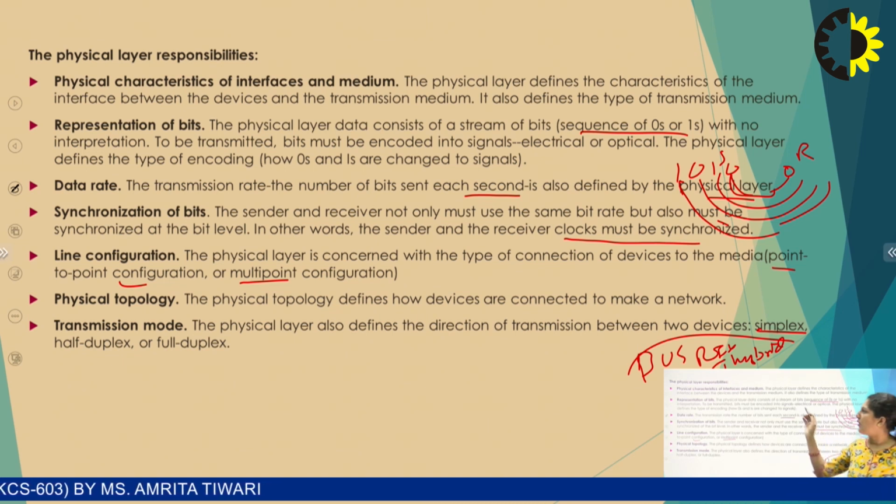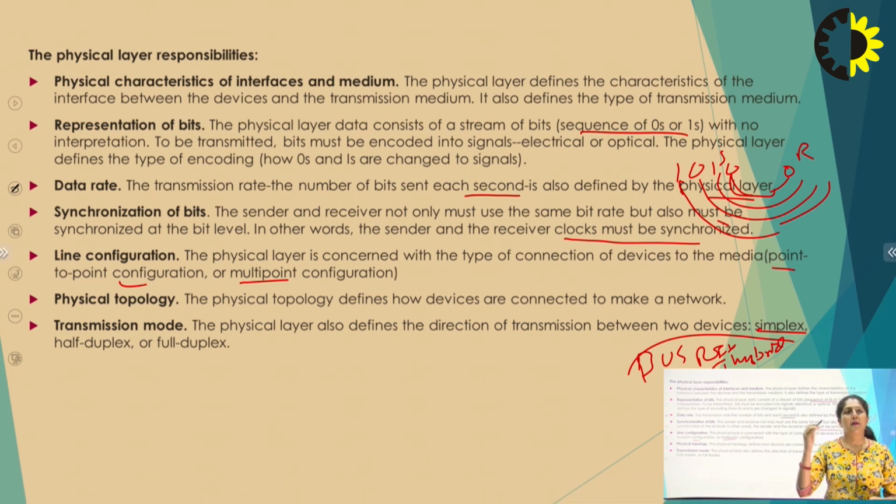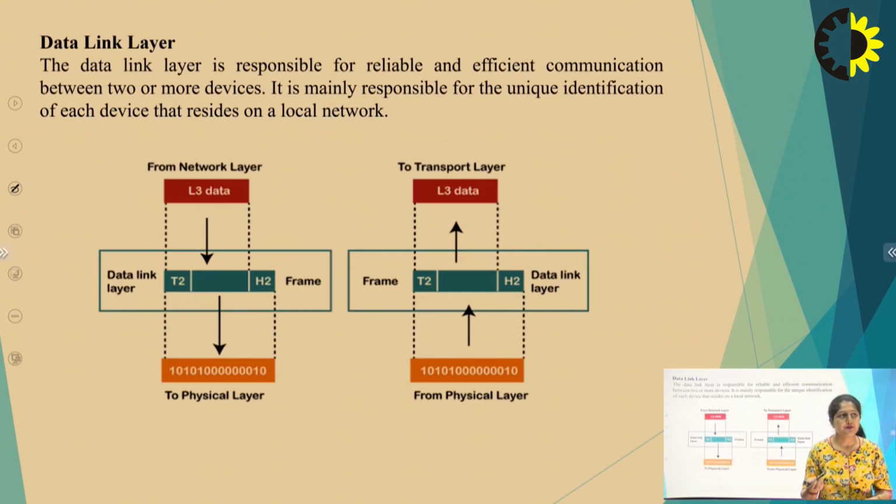So these are all the physical layer's responsibilities, which they have to perform on the data coming from the upper layer, that is the data link layer. So let us understand what the data link layer is. The data link layer is responsible for reliable and efficient communication between two devices. It is mainly responsible for the unique identification of each device that resides on a local network.